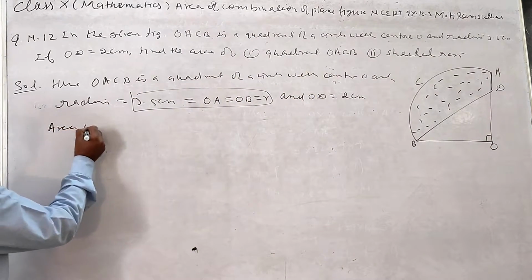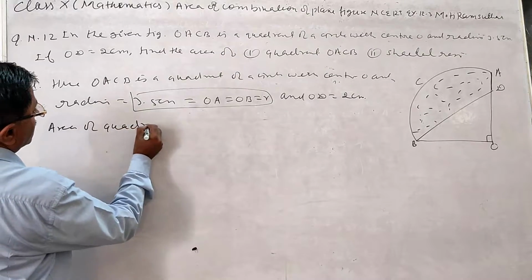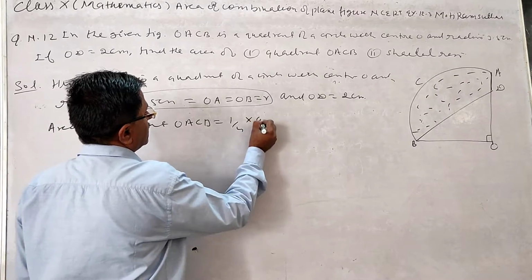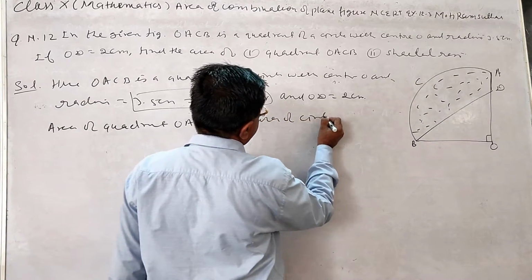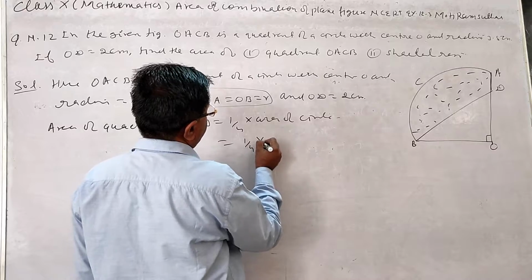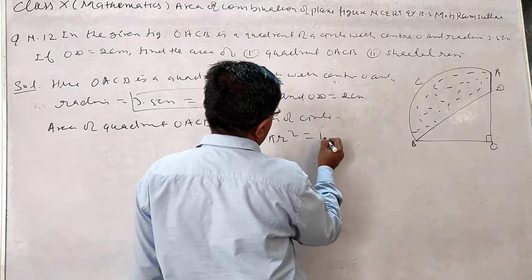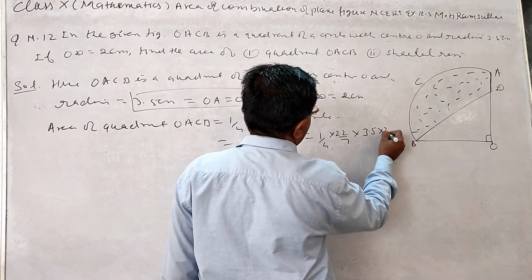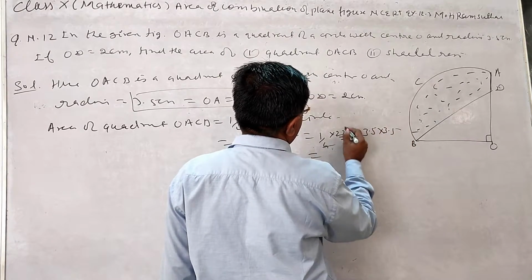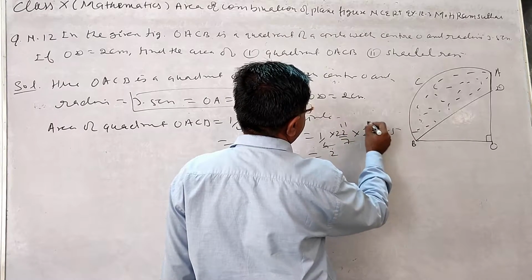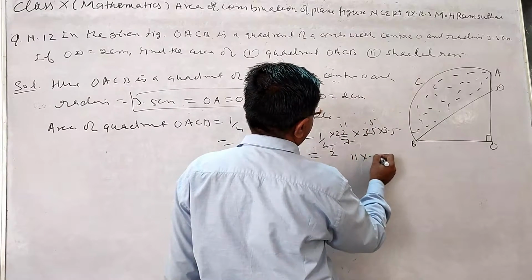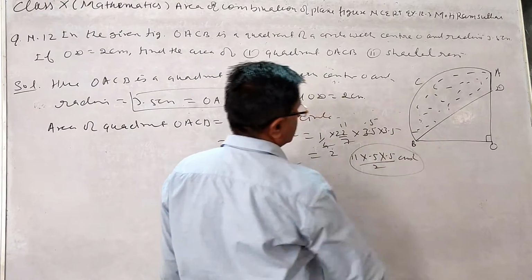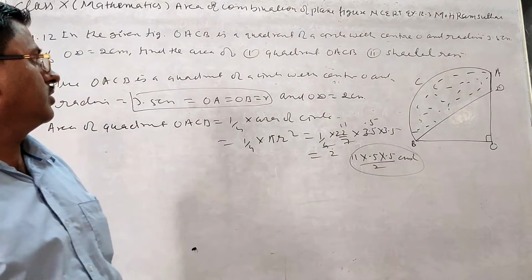So you can say area of quadrant OACB, that is 1/4 area of circle. Directly you can find 1/4, and area of a circle is pi r square. Clear? R we are taking 3.5. So you can calculate this one. So 11 into 0.5 into 3.5. So to calculate this one, you get the required area of the quadrant.